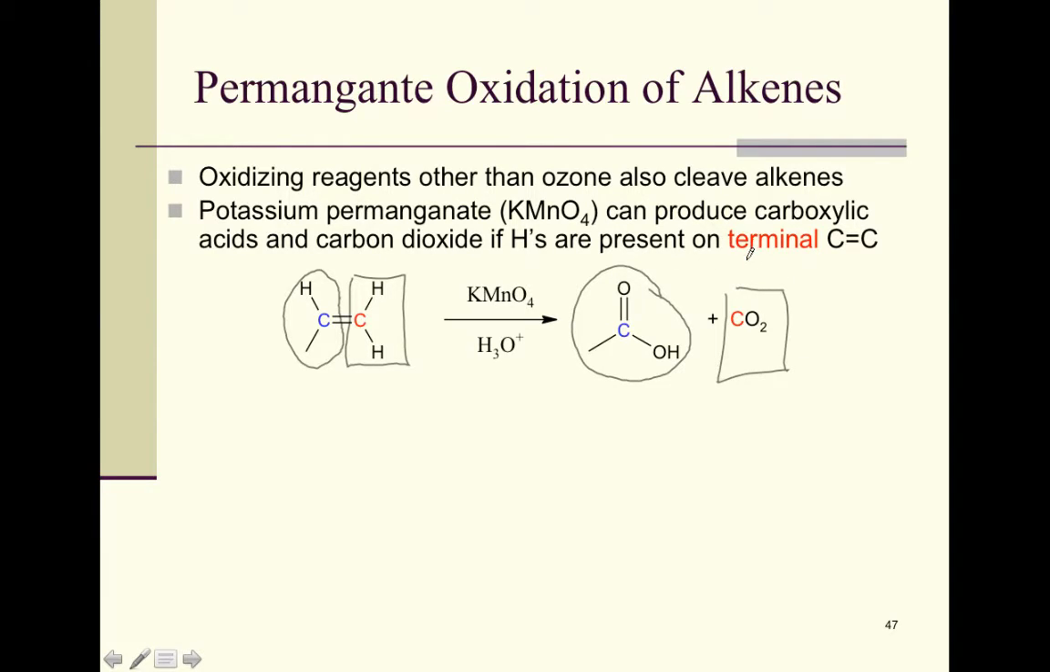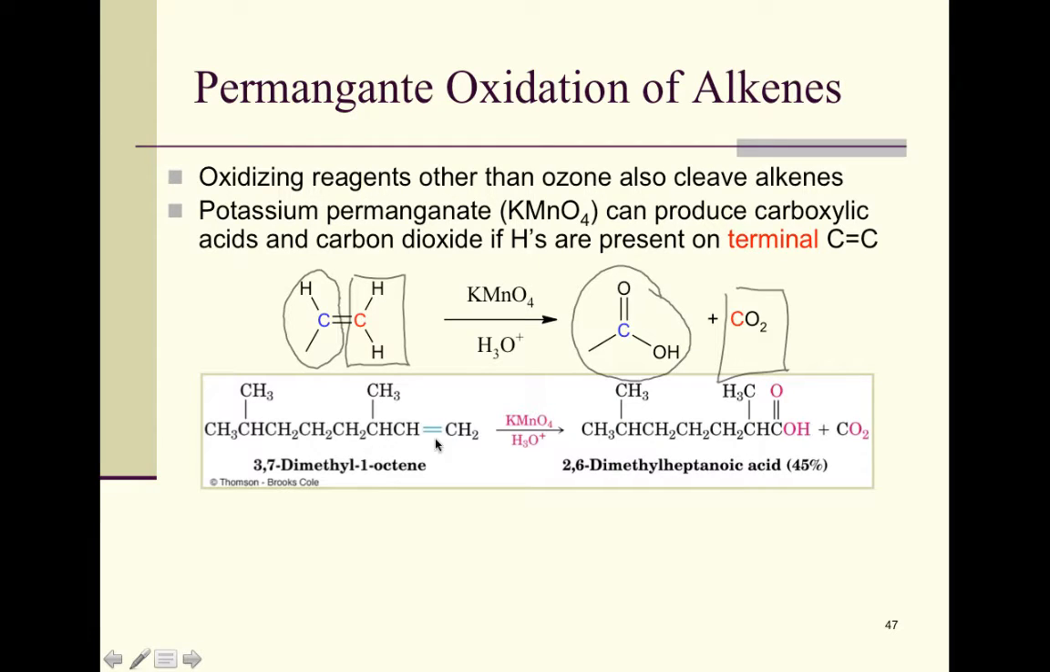This again is when we have a terminal carbon-carbon double bond. Here is an example of a terminal carbon-carbon double bond. This came from your textbook. Notice the action is only happening here. The carbon-carbon double bond's right here. We're going to break it right here. This side here is going to become our carboxylic acid, and this part here is going to become our CO2.